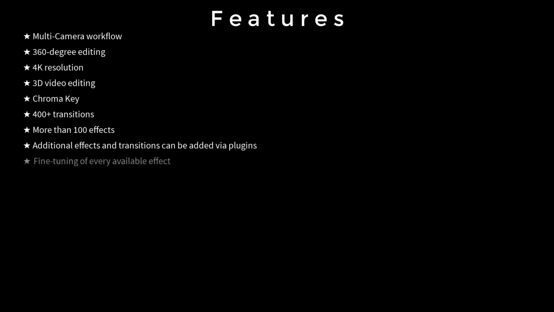Let's finalize it with the main features of Movie Studio Platinum. Multi-camera workflow, 360-degree video editing, 4K resolution, 3D video editing, chroma key, 400 plus transitions, more than 100 effects. Additional effects and transitions can be added via plugins. Fine-tuning of every available effect. Professional color grading tool starting from version 17.